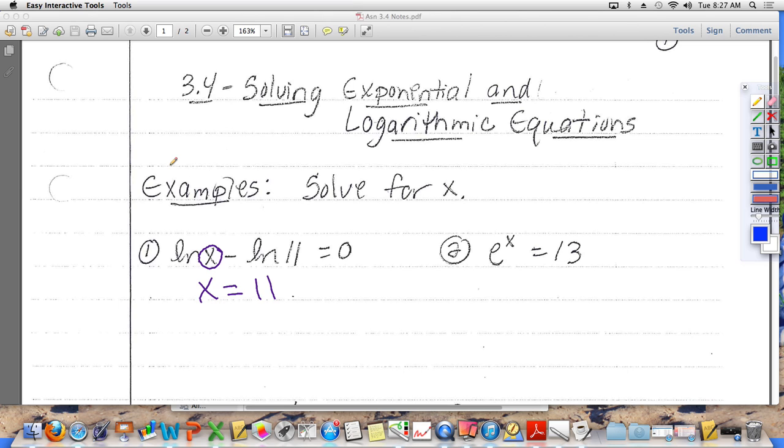All right, e to the x power equals 13. I don't know what power you can put e to that will get you 13, but I do know that this is an exponential form. So in order to figure out what x is, we're going to have to undo exponential form, which means we're going to have to change it to logarithmic form. So e to the x power equals 13. I am going to change that to a logarithm, and what becomes my base value?